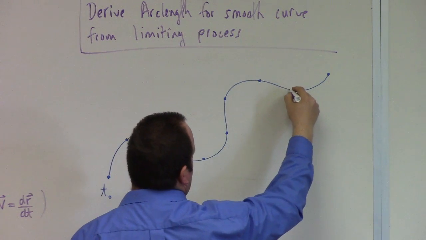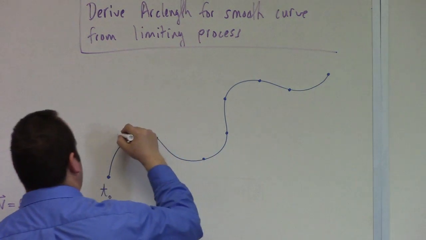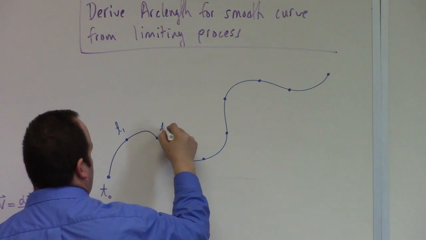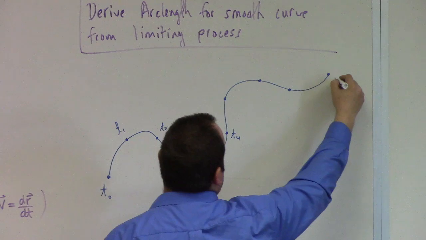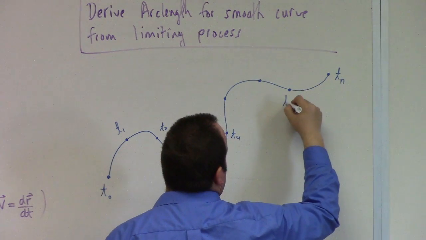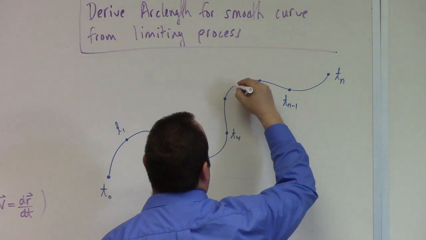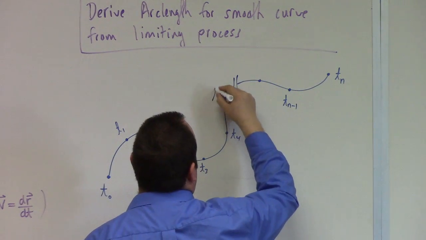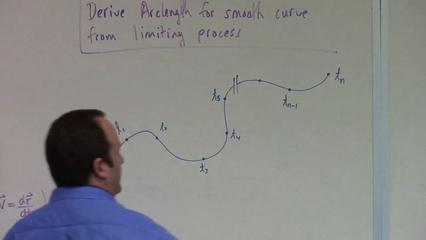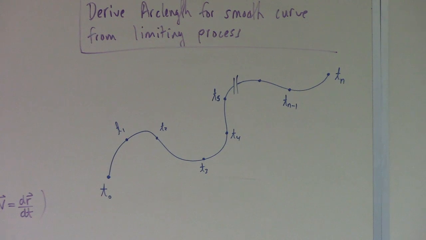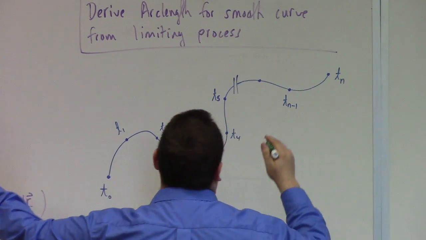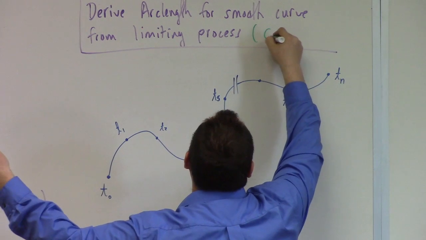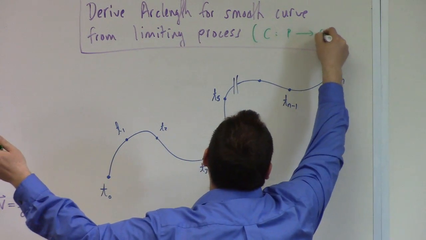I'll keep it relatively simple. So this would be like t1, t2, t3, t4, and then finally t_{n-1}, t_n. There's a break in the story here. Here's t5, whatever. See, if you connect the dots, right? And I'm supposing that they're equally spaced in time. This is for a given curve like I was setting up over here, C from P to Q.